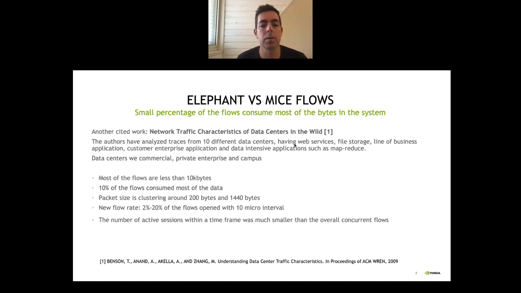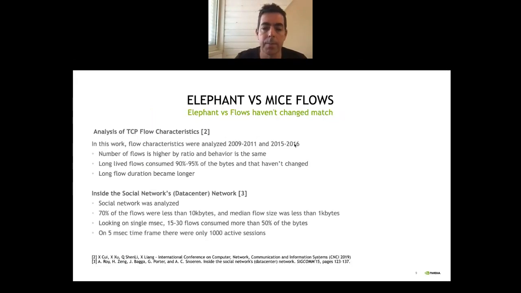And again, they saw that most of the flows are less than 10 kilobytes, and 10% of the flows consumed almost all the data. Another interesting behavior is that even when the concurrency was high, like 1 million flows, or I don't know, 100K flows, looking at a second or less than a second, only a fraction of those flows are really active, are really sending packets.